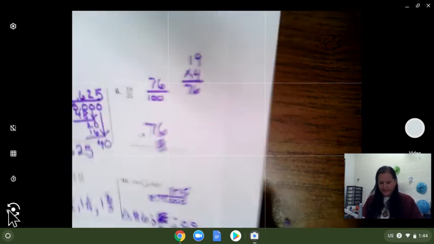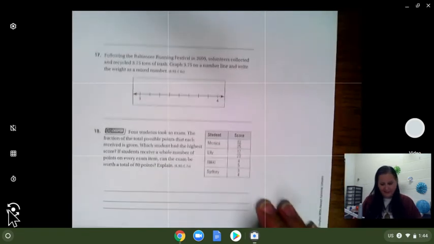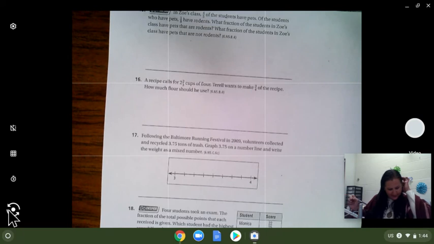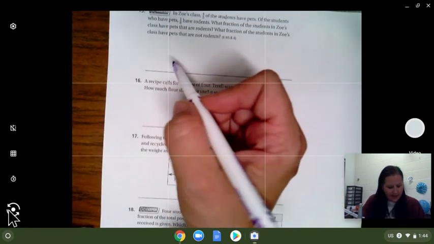All right, for the next page, and I'm trying to get through this all in less than 15 minutes for you so you can see the video. So in Zoe's class, 4/5 of the students have pets. Of the students who have pets, 1/8 have rodents. What fraction of the students in Zoe's class have pets that are rodents? What fraction of the students in Zoe's class have pets that are not rodents?